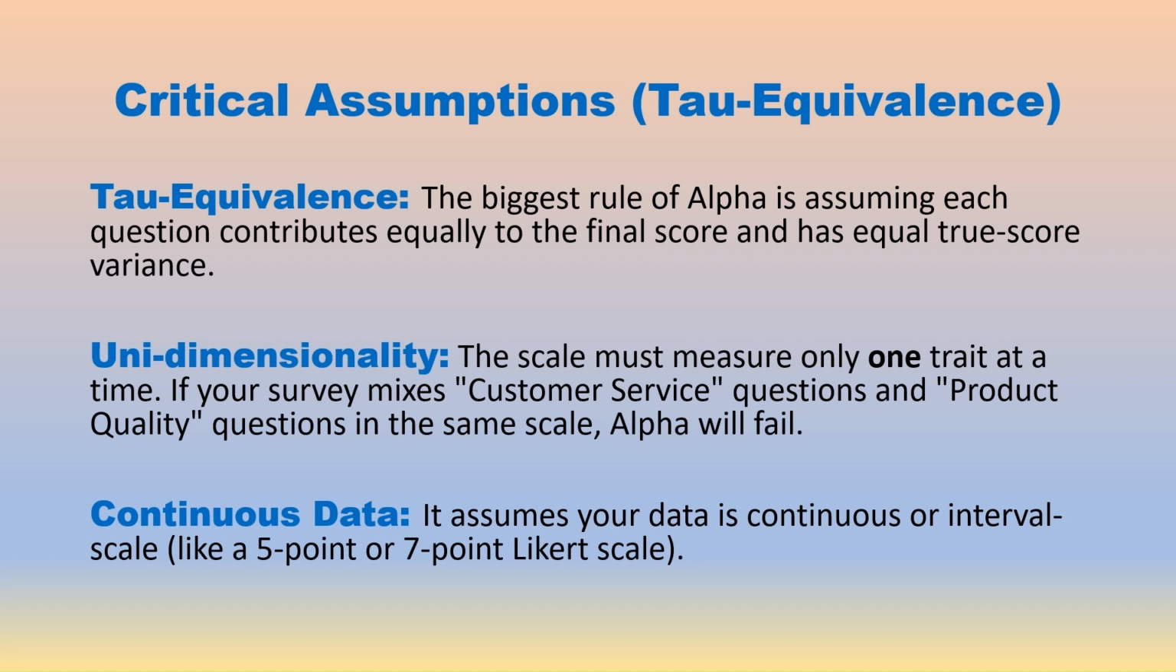Unidimensionality. The scale must measure only one trait at a time. If your survey mixes customer service questions and product quality questions in the same scale, alpha will fail. Continuous data. It assumes your data is continuous or interval scale like a 5-point or 7-point Likert scale.